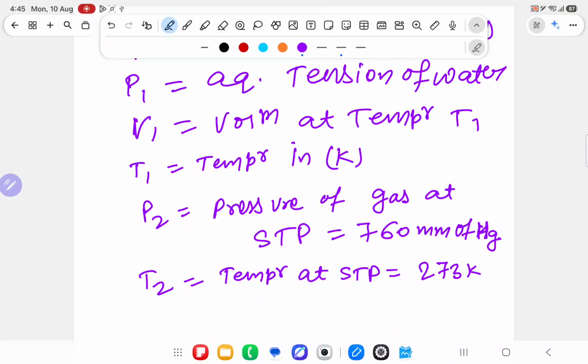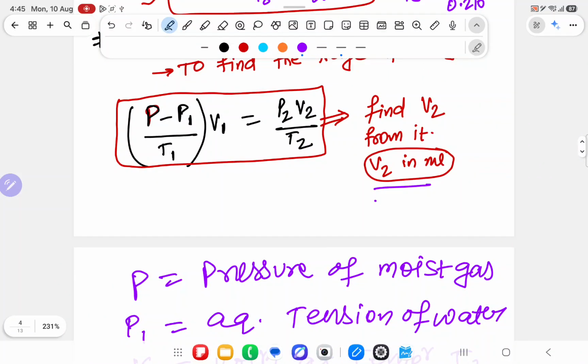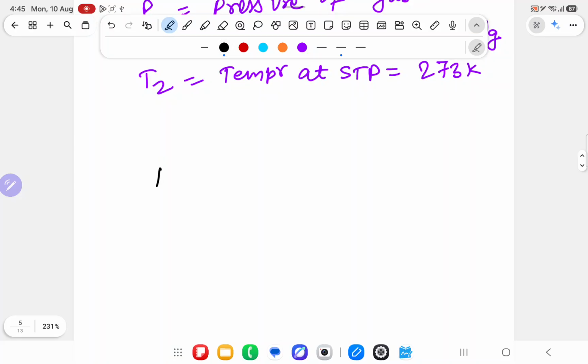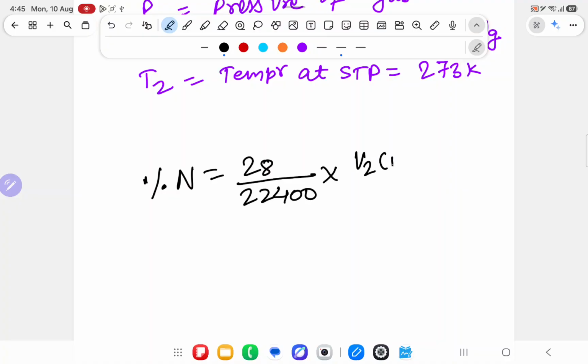Understood the point? Once you find the volume from here, after finding the volume, you have to use another formula, and that formula is percentage of nitrogen is 28 by 22400 into V2, which you found from the previous formula in milliliter, divided by W into 100.